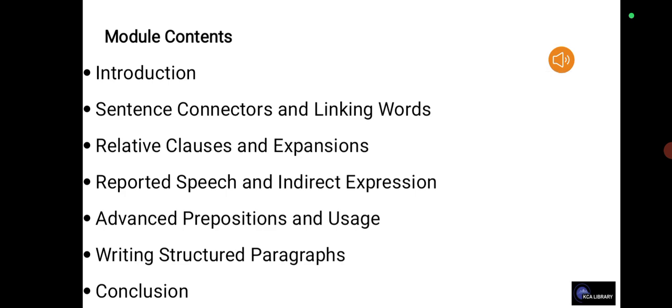Module Contents. Introduction. Sentence connectors and linking words. Relative clauses and expansions. Reported speech and indirect expression. Advanced prepositions and usage. Writing structured paragraphs. Conclusion. Module.